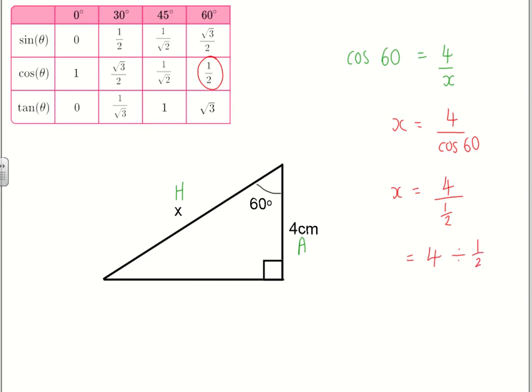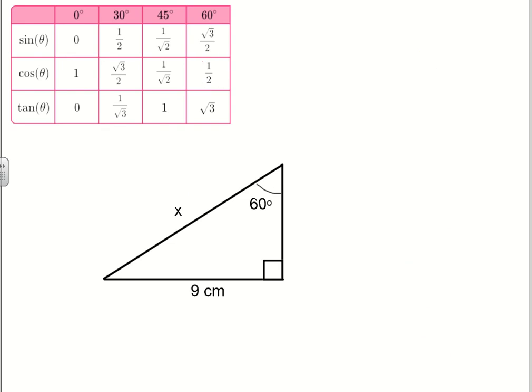To divide by a fraction, you need to find its reciprocal and times. So that becomes 4 times 2 over 1. 4 times 2 is 8, and 8 over 1 would be just 8, so 8 centimetres. So that's quite a nice one because we had the half again.